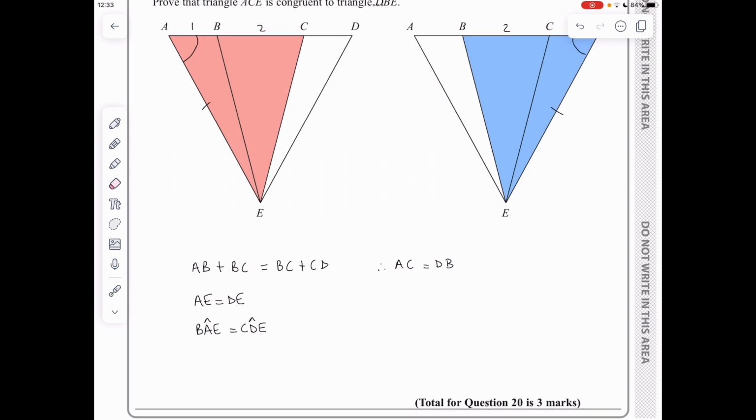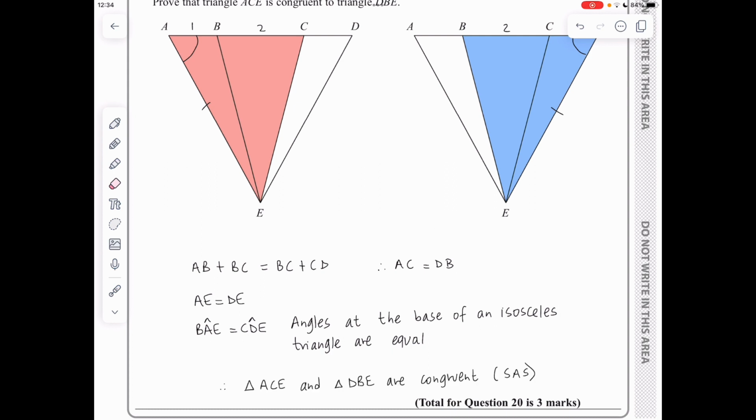Now, since we are constructing a proof, we need to provide reasons to explain any conclusions that we reach. So we need to state that angles at the base of an isosceles triangle are equal, and therefore, since we have shown that we've got the length AE and the length DE equal, and also the length AC and the length BD equal, with the angle in between being of the same size, we conclude that triangle ACE and triangle DBE are congruent. We need to state here SAS, which means side, angle, side.